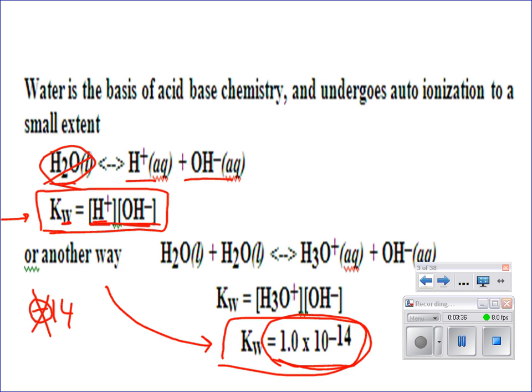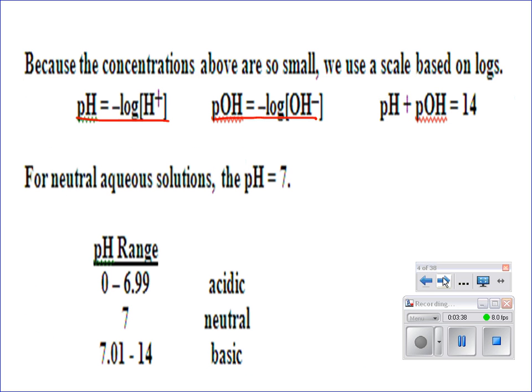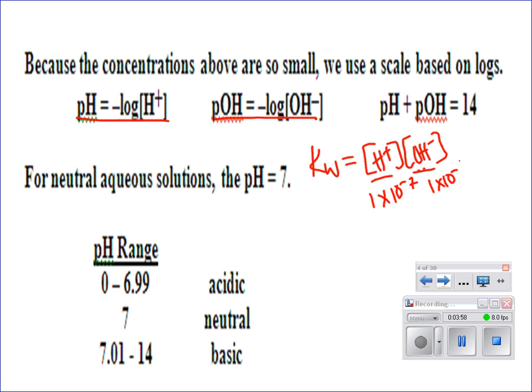All right? So if I had a situation where we know that KW is equal to H+ times OH-, and I had totally neutral water, where I had equal concentrations of both of these, what would each concentration be? Correct. And that would be 1 times 10 to the negative 7. Okay, what's the negative log of that number? 7. What's the pH of a neutral solution? 7. See, it all ties in. So it's all based on that KW expression.